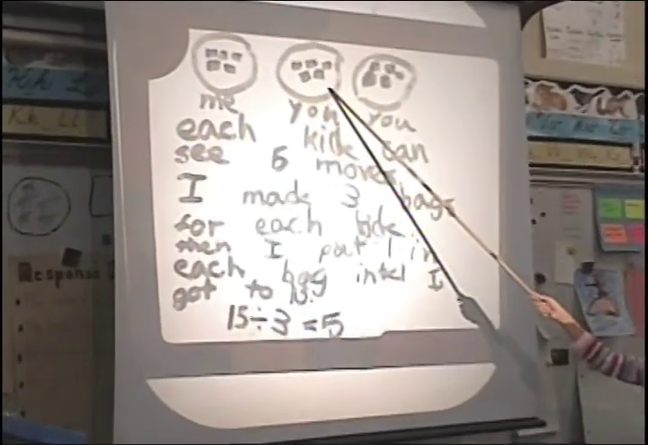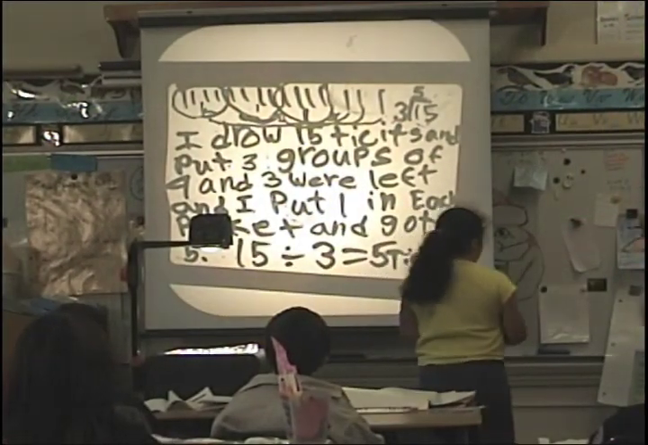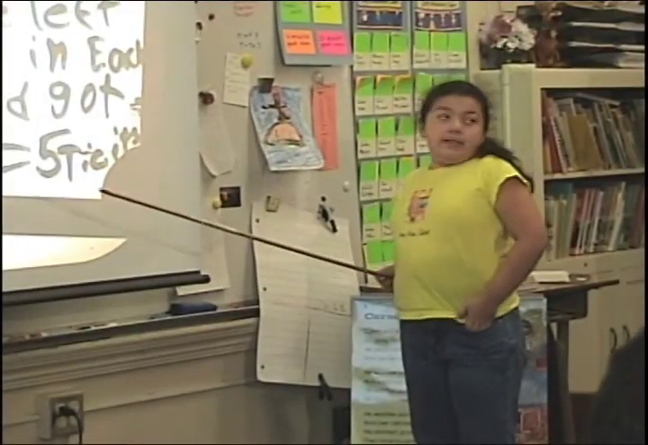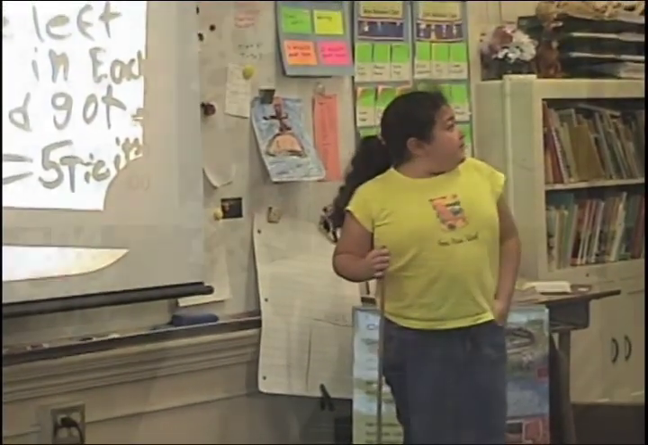Each kid gets 5. The kids are really excited because they want to be the one to come up front and share what they did, and they do really nice work when they know it's going to go up on the overhead, and they do very thorough work because they know they have to talk through it and explain to the class their thinking process, so they get all the pieces down.